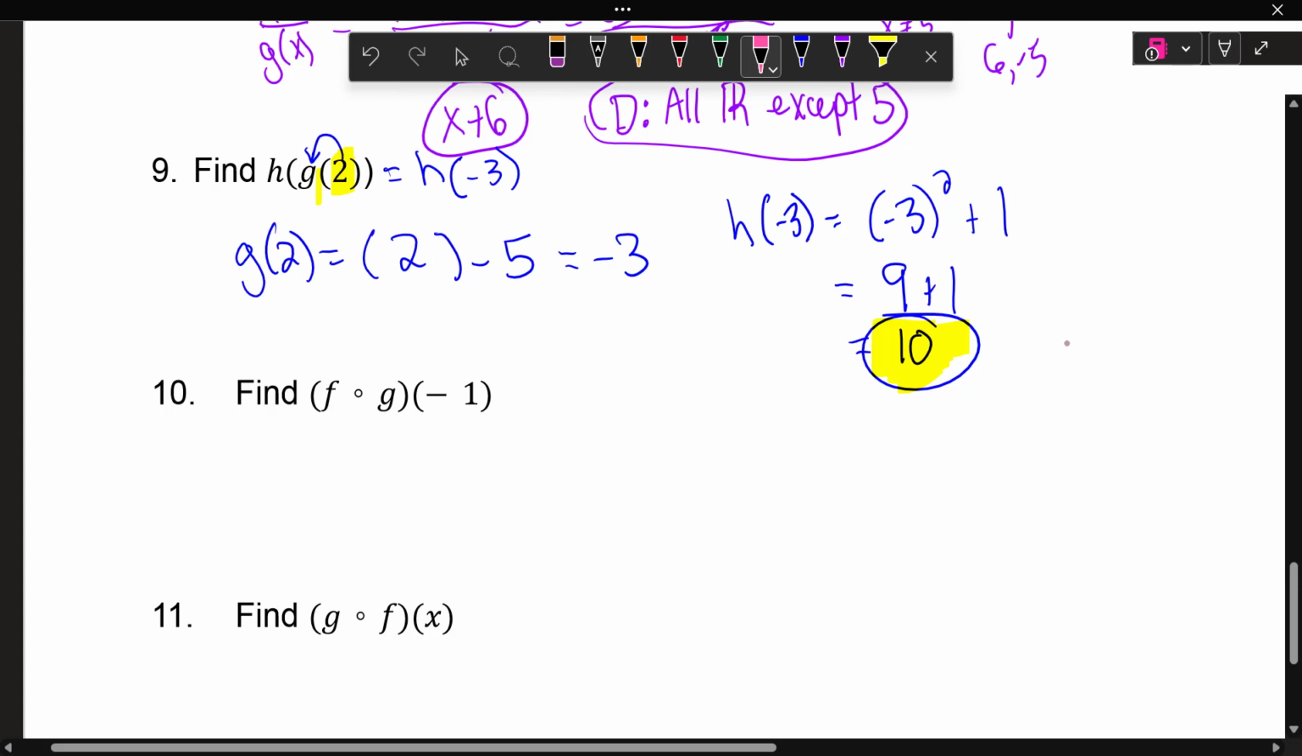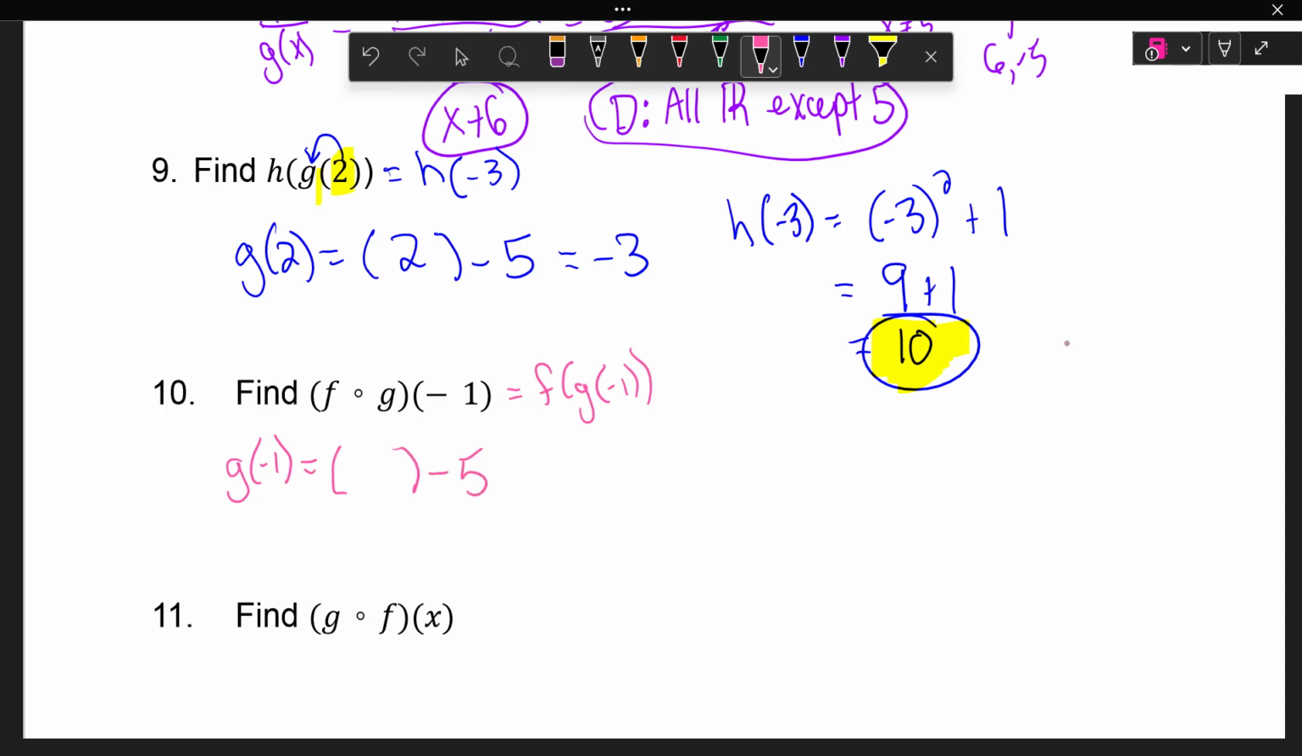Number 10, same idea. F of g of negative 1. So first, do g of negative 1. So g is our x minus 5. Now what are we substituting in? The negative 1. So we get negative 6 from that. So g of negative 1 equals negative 6. So f of g of negative 1 actually equals f of negative 6. Again, just straight up substitution.